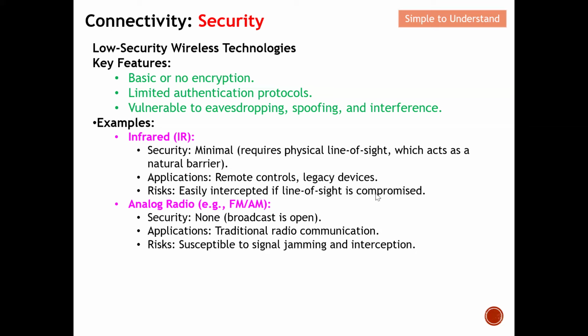As for analog radio, for FM and AM broadcast, simply there is no security, because the broadcast is open, free for everyone to receive. The application will be traditional radio communication. The risk, again, is that it is very vulnerable to signal jamming and interception. But I guess no one will really want to jam the FM or AM broadcast. Maybe for military purposes we will jam, but definitely not for FM and AM broadcast.